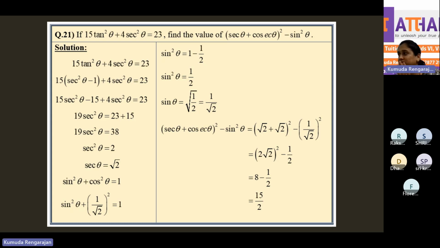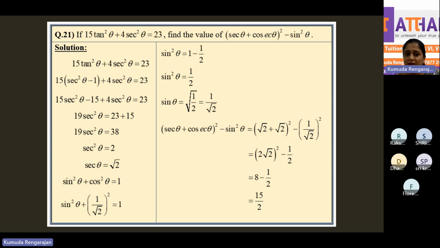The idea is you have two different ratios. You bring it to the same ratio, only then you can find it. If you have x and y in the equation, you have only one equation but two unknowns. In one equation, if you have two unknowns, you cannot find any value. But if you have one unknown, like x or y, you can find its value. So this is one equation, 15 tan square theta plus 4 secant square theta is equal to 23. But we have two ratios, tan theta and secant theta.